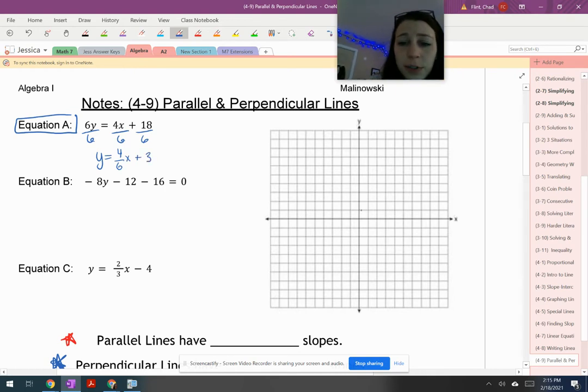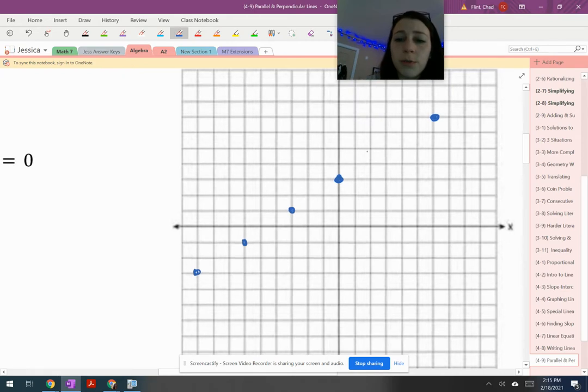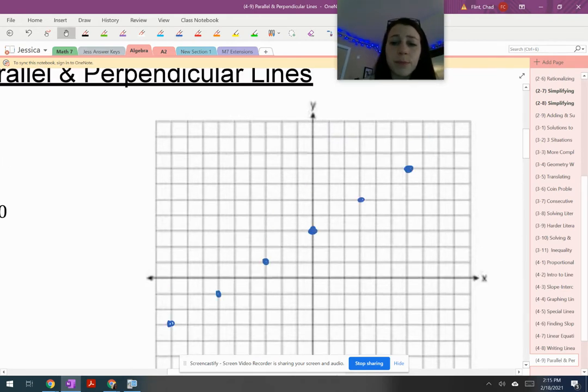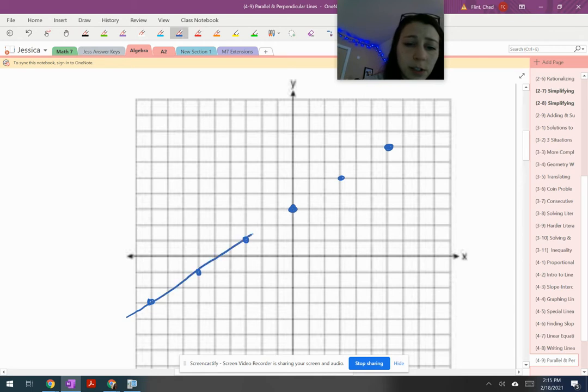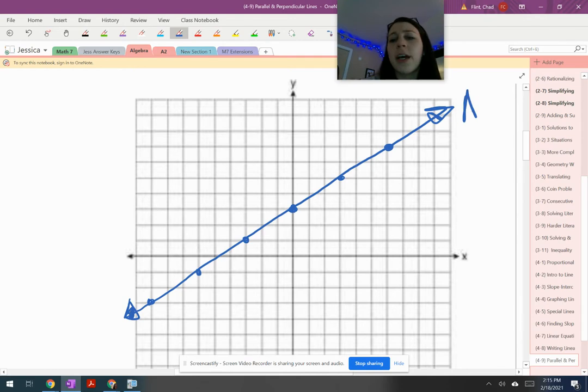All right, so up 3 for my y-intercept, and then I have a slope of up 4 over 6, which really does simplify to 2/3. So 1, 2, 3 over, and 1, 2 up, repeating. I could even go in the middle. And there I have a fabulous looking equation A.